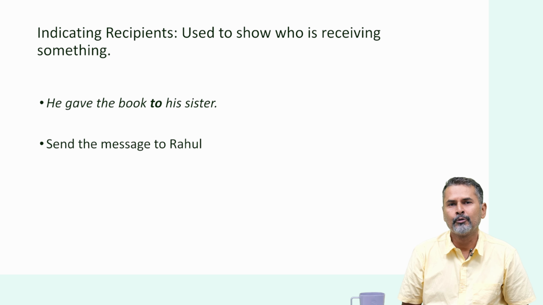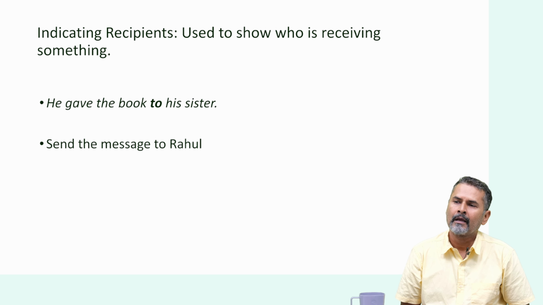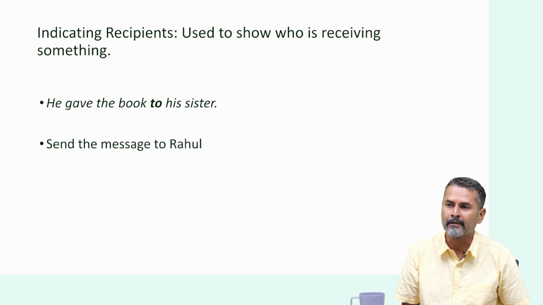Here to is used to indicate recipients, the people who receive. For example, I sent the letter to John, or here he gave the book to his sister. It translates to അവൻ്റെ സിസ്റ്റർക്ക് ബുക്ക് കൊടുത്തു. So to here translates to k, sisterക്ക് കൊടുത്തു.